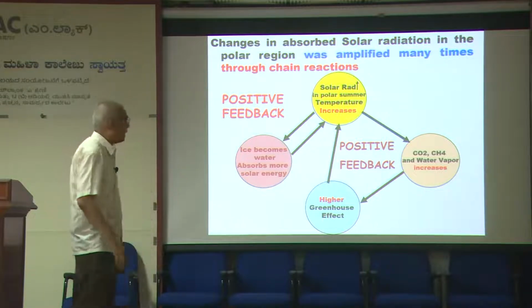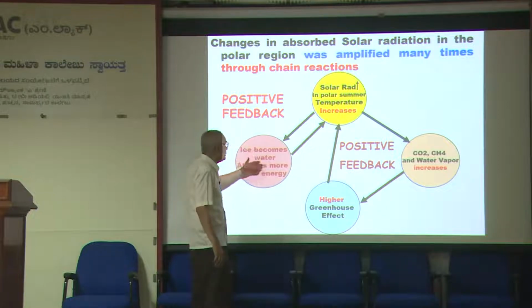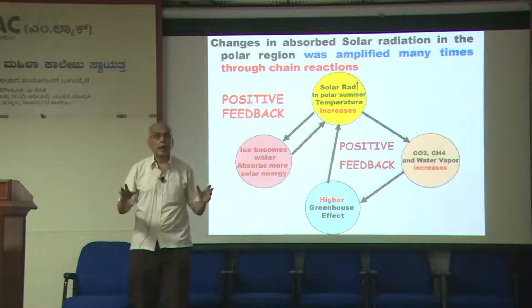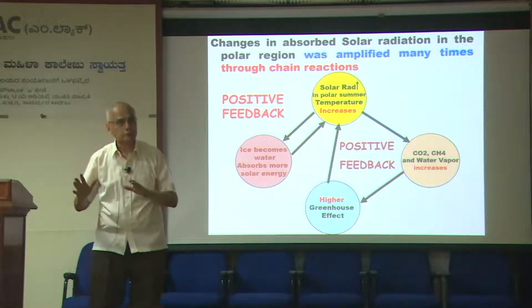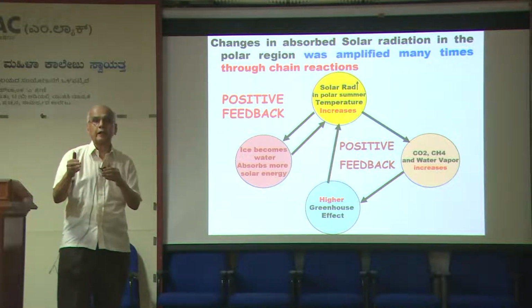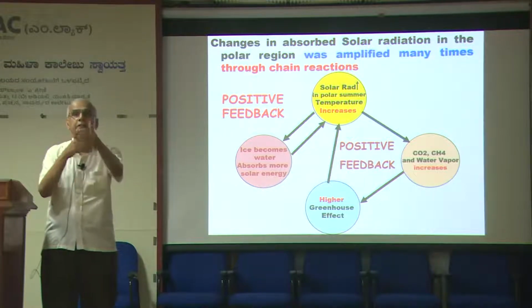Same thing happens when temperature goes up, ice melts, because water absorbs more energy. There are two positive feedbacks, two chain reactions, which will add on to the initial change, and it's not good. It's going to go in one direction. We want a negative feedback. Something should change such that it negates the initial change.